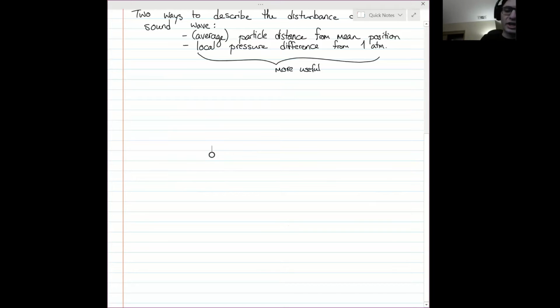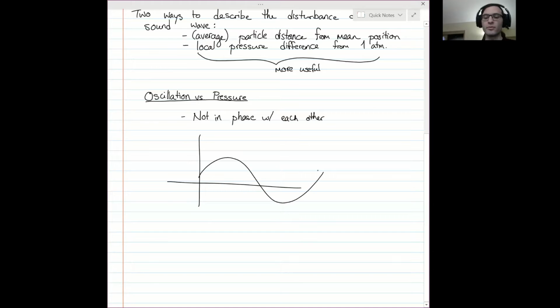So we want to talk about how the oscillation of the particles relates to the pressure differences. As hopefully you guys saw, they are not in phase with each other, i.e. the point and time of maximum oscillation is not the same point in space and moment in time where you have maximum pressure differential. That means that they are not in phase with each other. If you were to try to plot them both together as sine waves, one would be like this and the other one would be like this. They don't overlap perfectly.